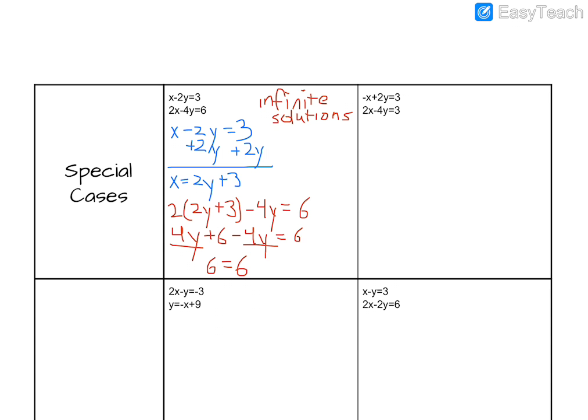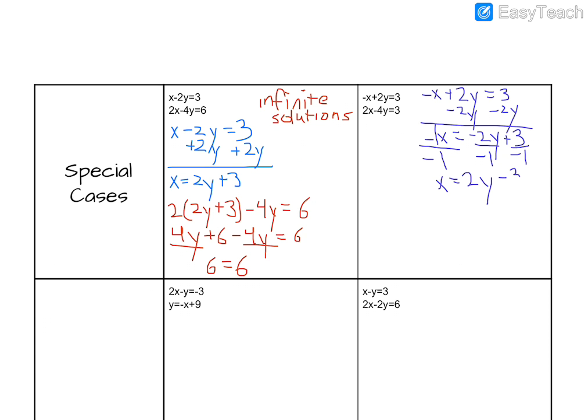Our other special case, we see it over here on this other side. I'm going to go ahead and solve for x on that top one because it's the only thing that doesn't have a number with it. So start by subtracting 2y. Don't forget to bring that negative x down. So since we have that negative 1 in front of x, we need to divide everything by negative 1. So we get x equals 2y minus 3.